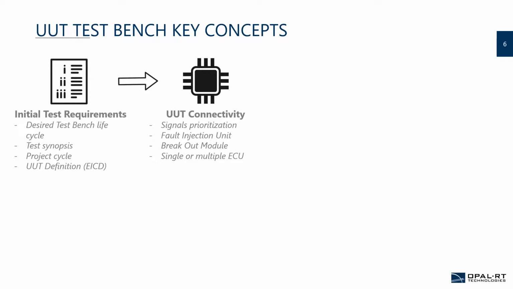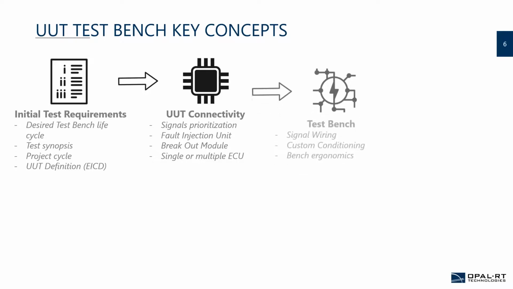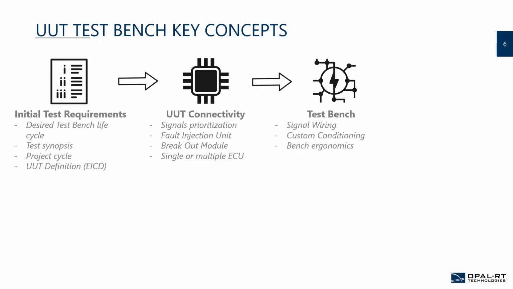So we'll ask questions about fault injection and breakout modules. Do we want to test a single ECU, or do we want flexibility in the test bench to have different programs associated with it? And also, how do you prioritize these signals? Basically, we ask ourselves whether all signals will be needed for the system to be tested. Then after that, when we understand how to connect the UUT, we go to the test bench phase.